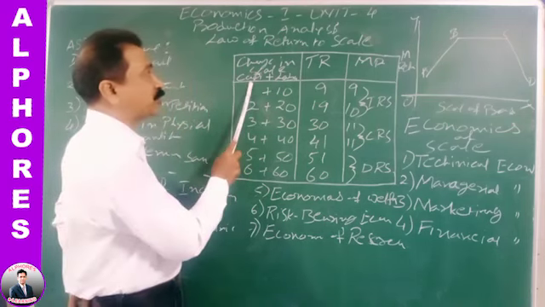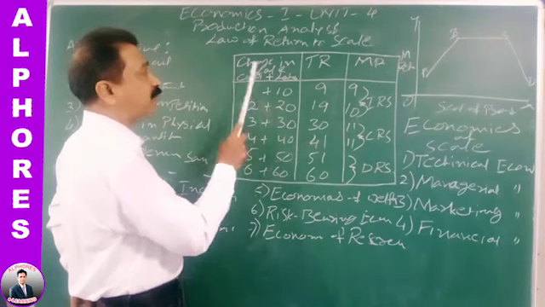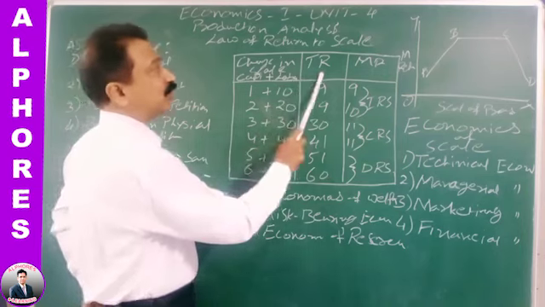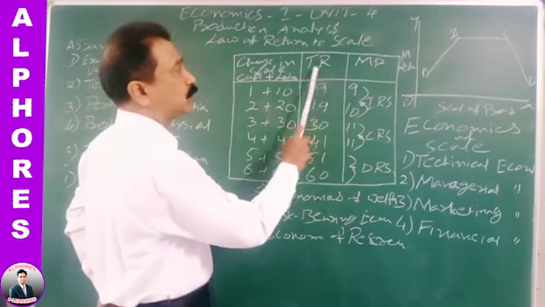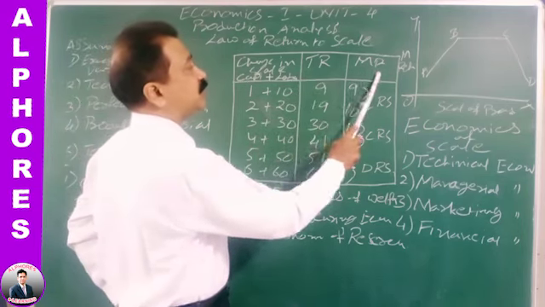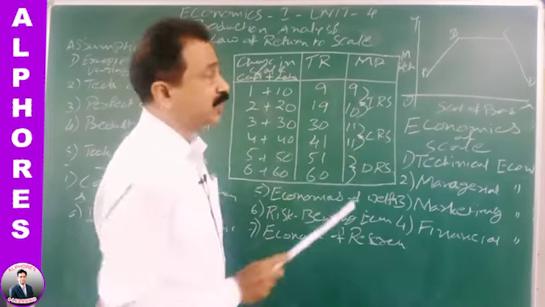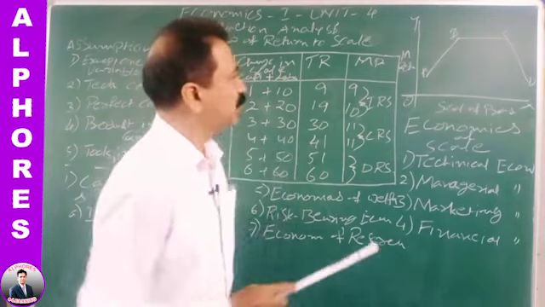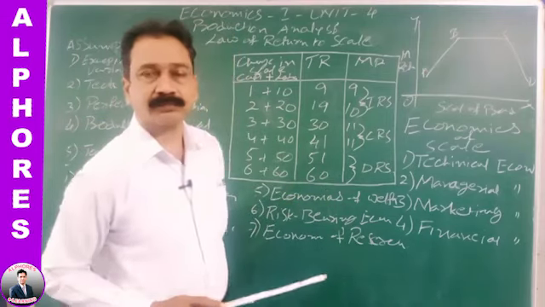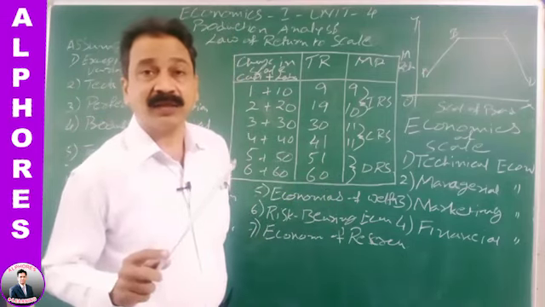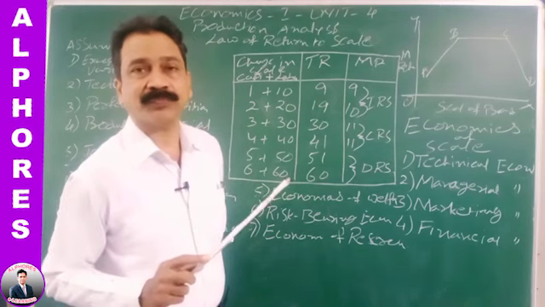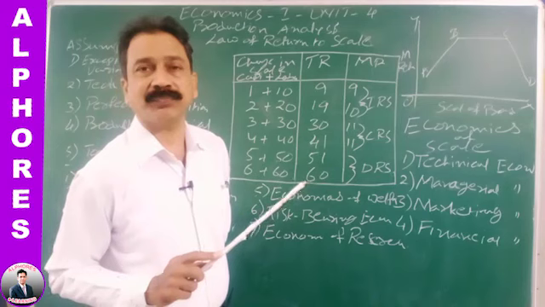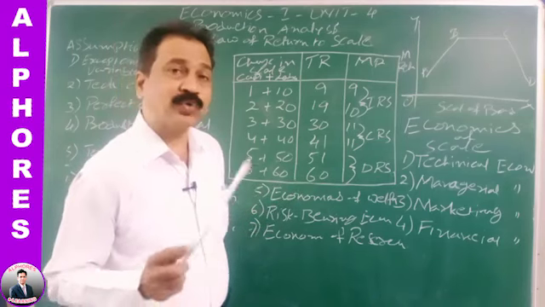So here I will show you the change in the scale of capital as well as labor. And this is total returns. Total returns. These are marginal returns. These total returns and marginal returns will be divided into 3 levels: increasing returns to scale, constant returns to scale, decreasing returns to scale.